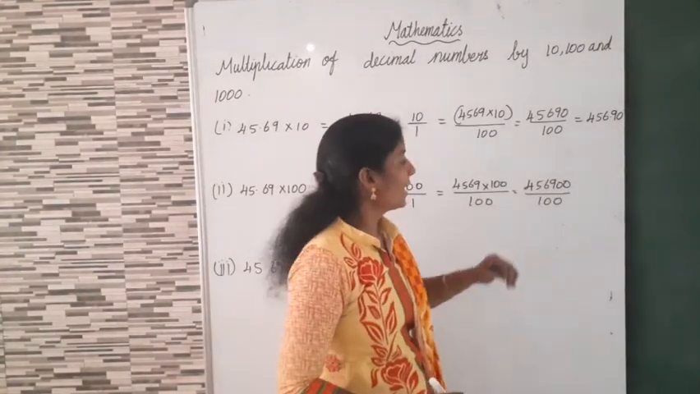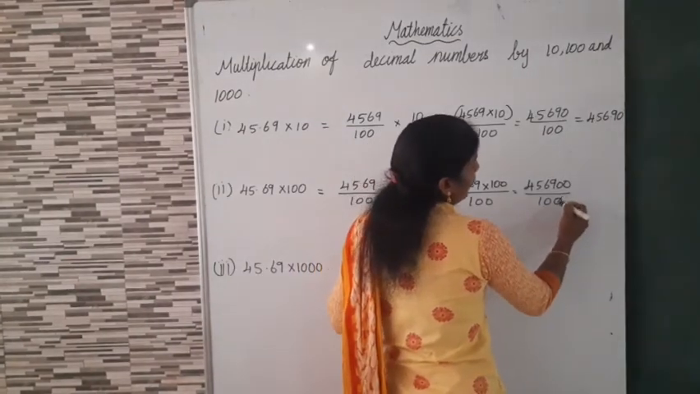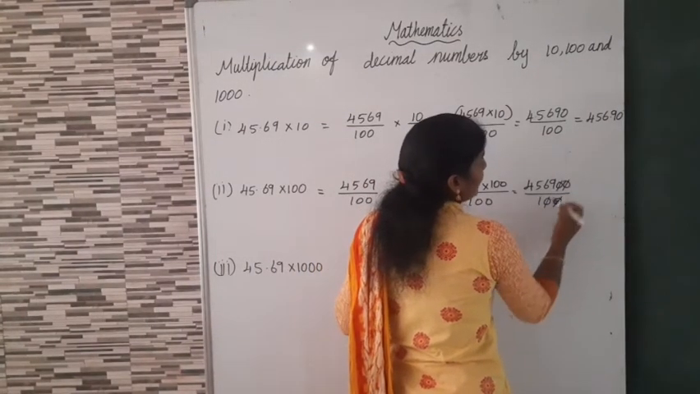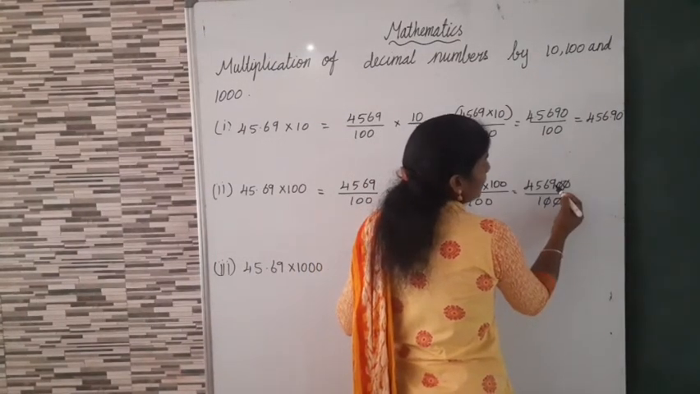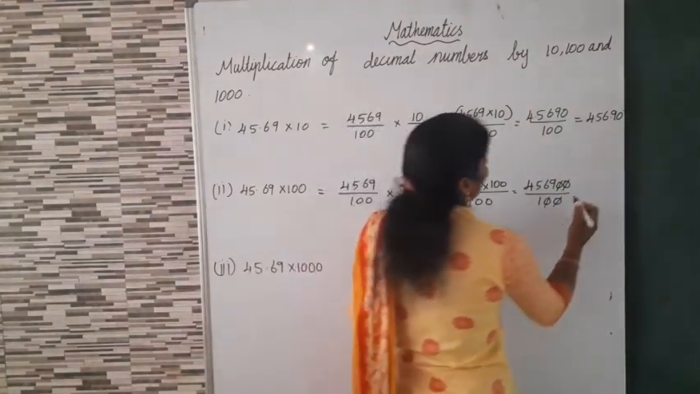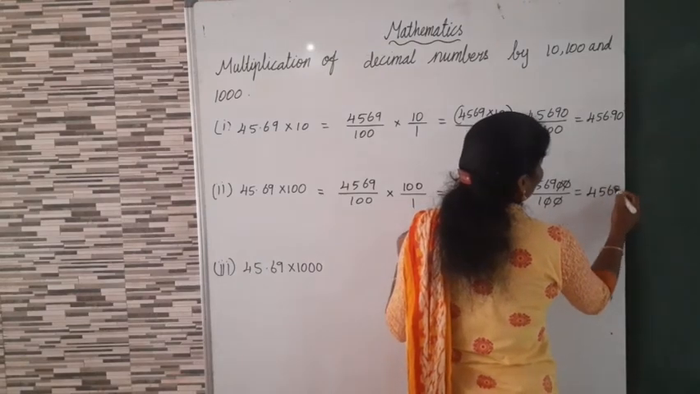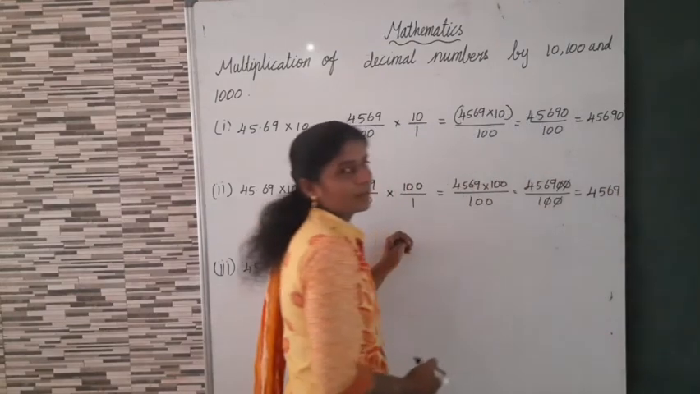456900 divided by 100. Now we can divide it by 100. Here 0s, we can cut these 0s. Otherwise, here will come this point. After the point 0 means no value, isn't it? So we can write what's the answer? 4569 is the answer. Okay.